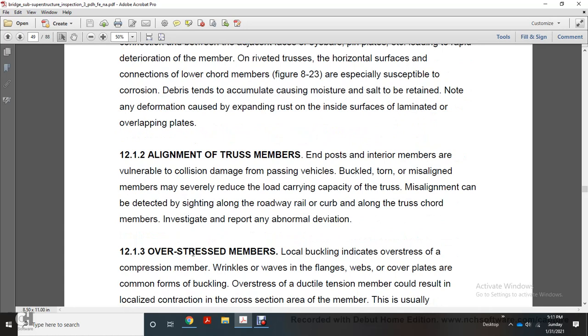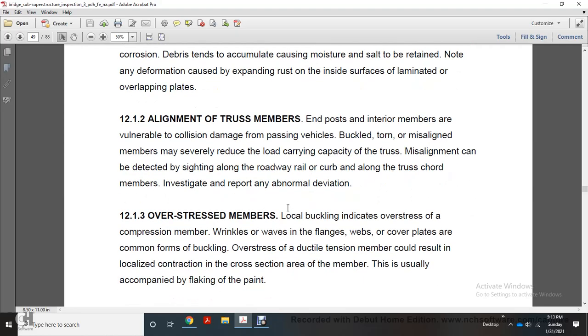Alignment of the truss members. The end posts and interior members are vulnerable to collision damage from passing cars and trucks, and a misaligned member can severely reduce the load carrying capacity of the truss. Misalignment can be detected by sighting along the roadway rail or curb and along truss chords, with the investigator looking for abnormal deviation of the members.